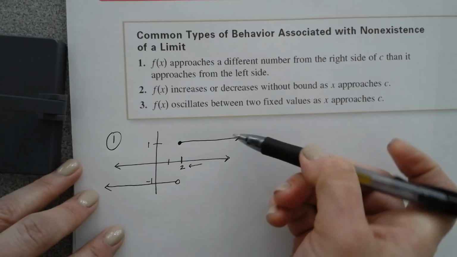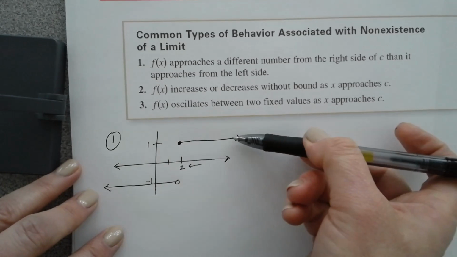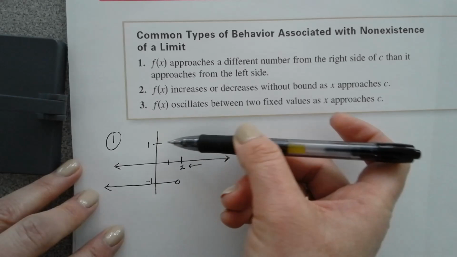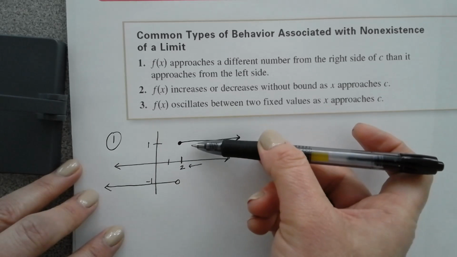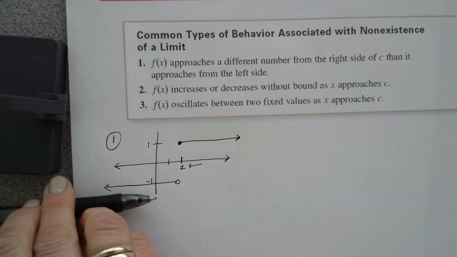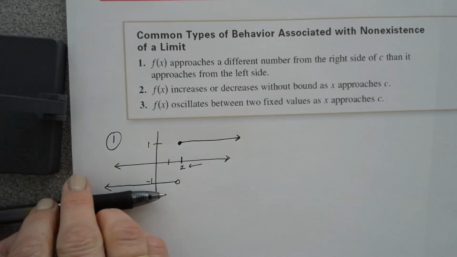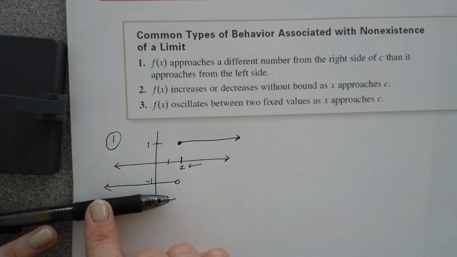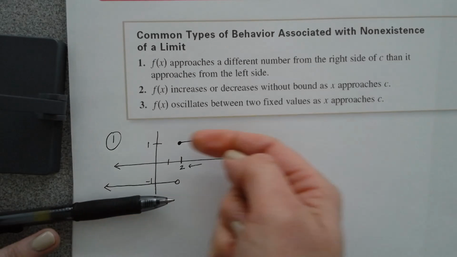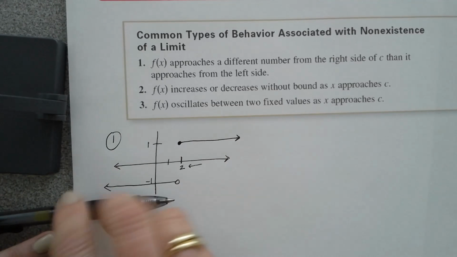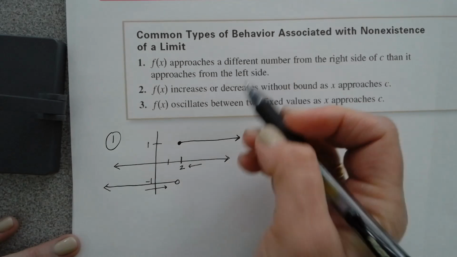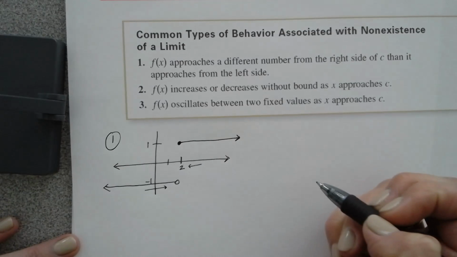Coming from the right, what is the y value that I get as I approach an x value of 2? So the limit is 1 coming from the right. But then coming from the left, as I approach x equals 2, what's the limit there? -1. If the limit is different coming from the right than it is coming from the left, then we would say that the limit at that point does not exist.